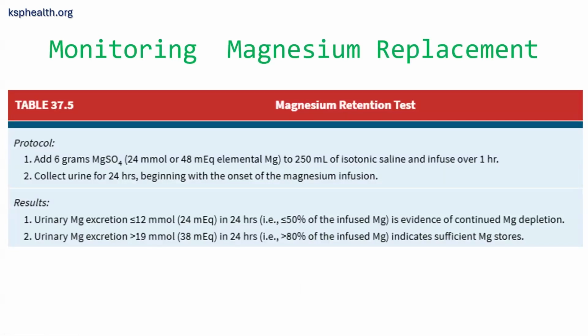So how to monitor magnesium replacement? To be honest, we don't follow this one strictly, but this is recommended. Collect the urine for 24 hours. If the urine magnesium excretion is less than 12, that means there is continued magnesium depletion. If the urine magnesium excretion is more than 19, that means there are sufficient magnesium stores.